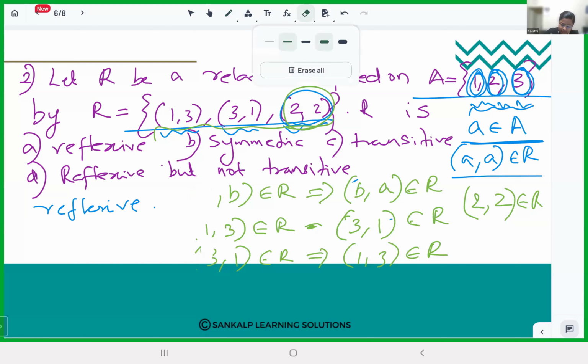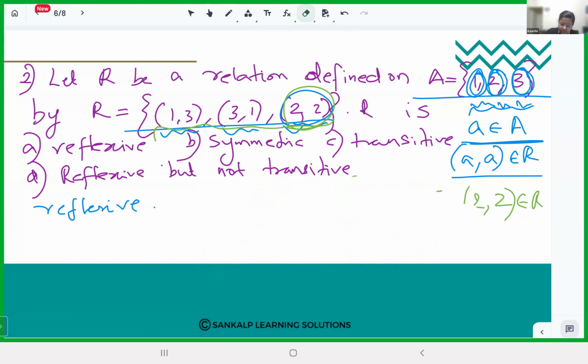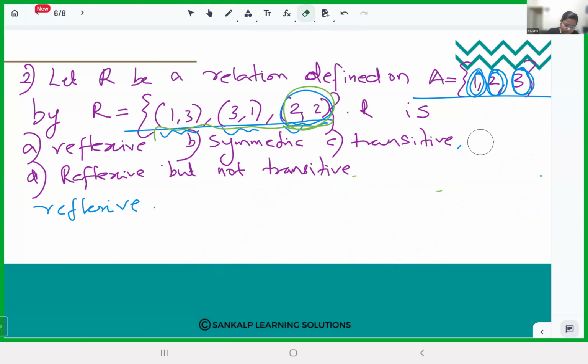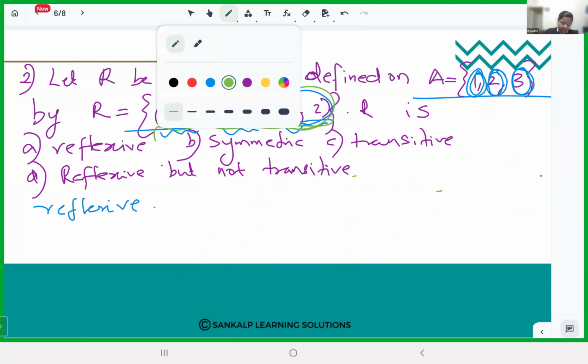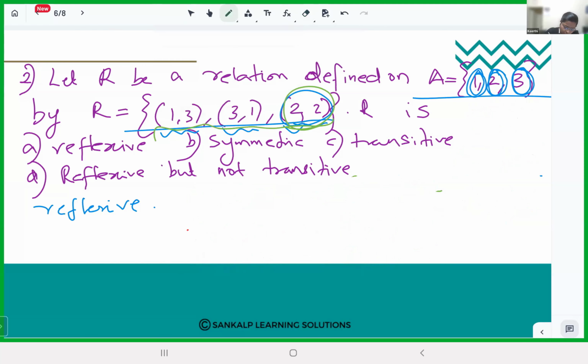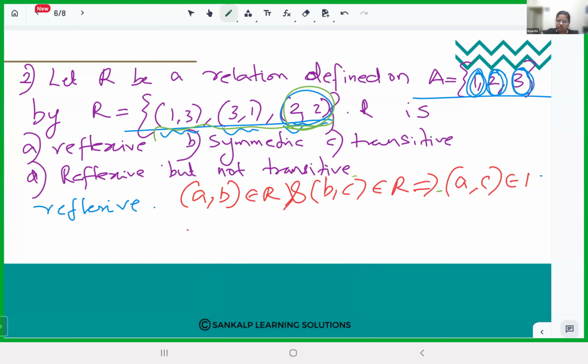So it doesn't satisfy the property of reflexive relation, but it satisfies the property of symmetric relation. Now we are going to check whether it is transitive or not. In order to check if a relation is transitive, we have to check if we are able to take some (A, B) belongs to R and some (B, C) belongs to R. Then (A, C) should belong to R if it is a transitive relation.